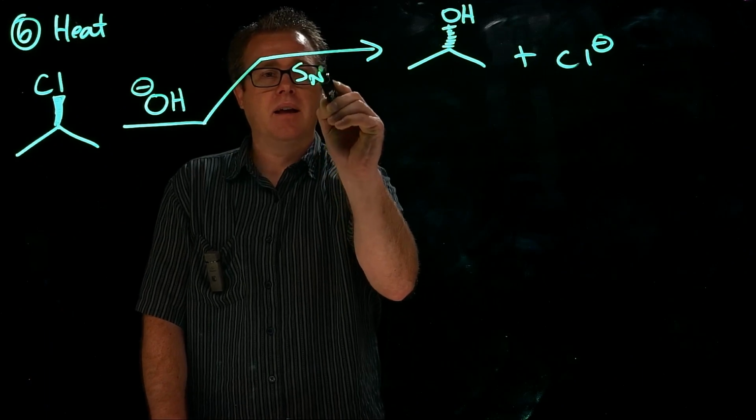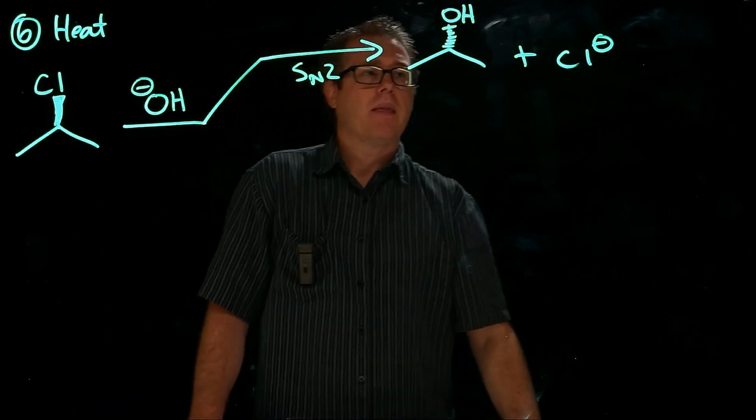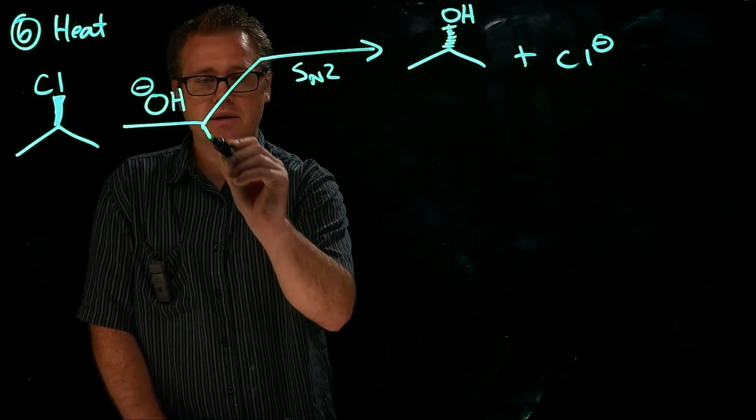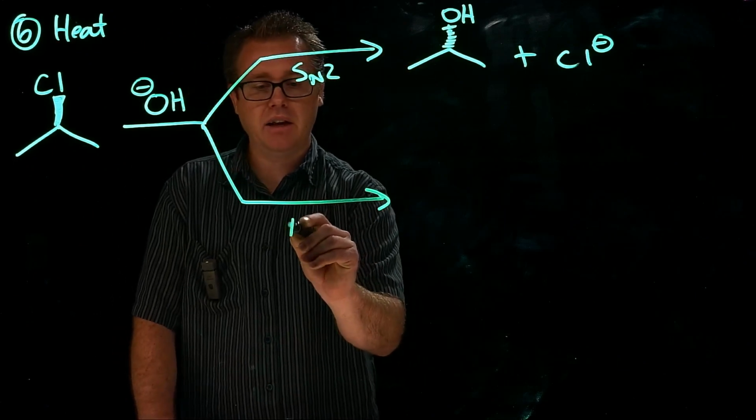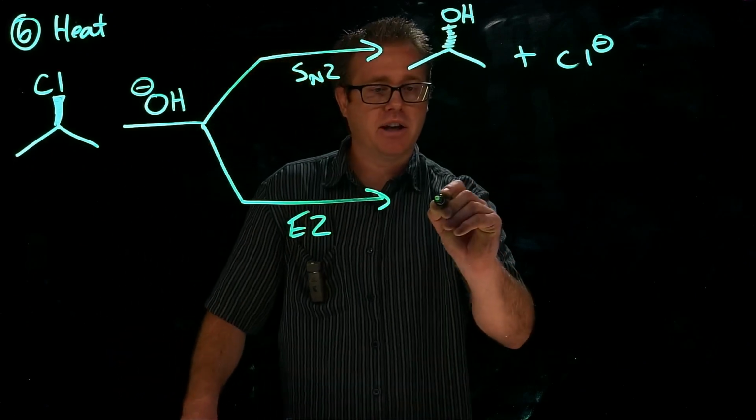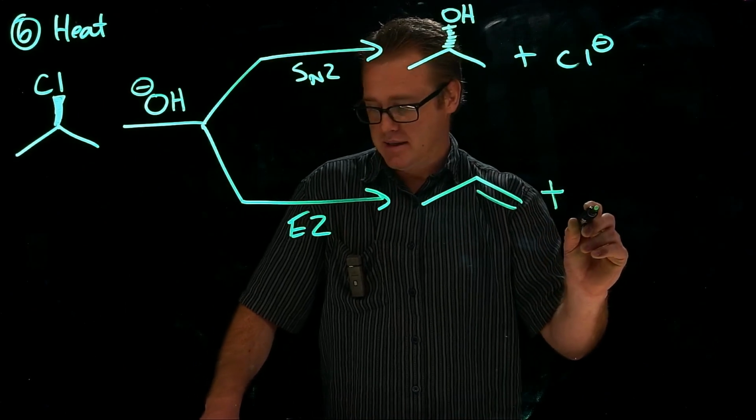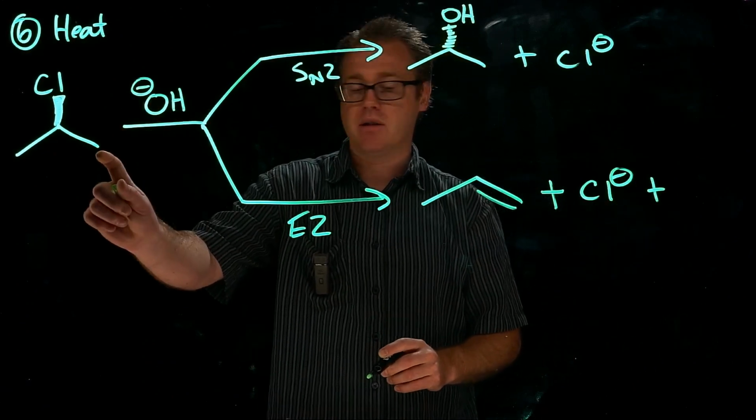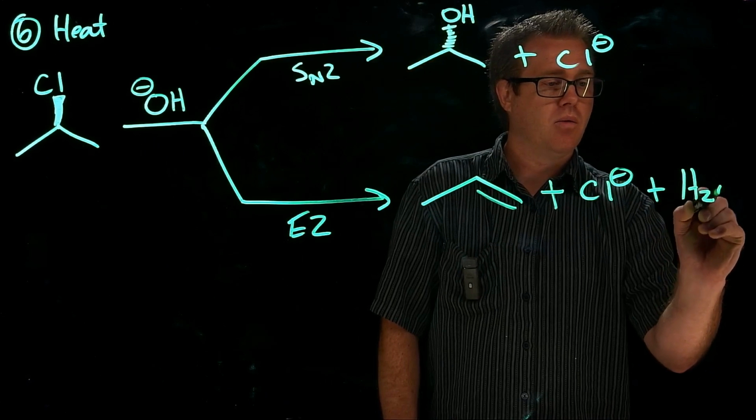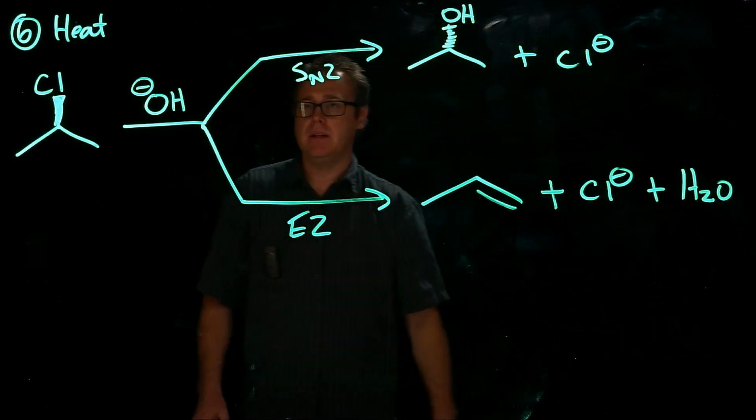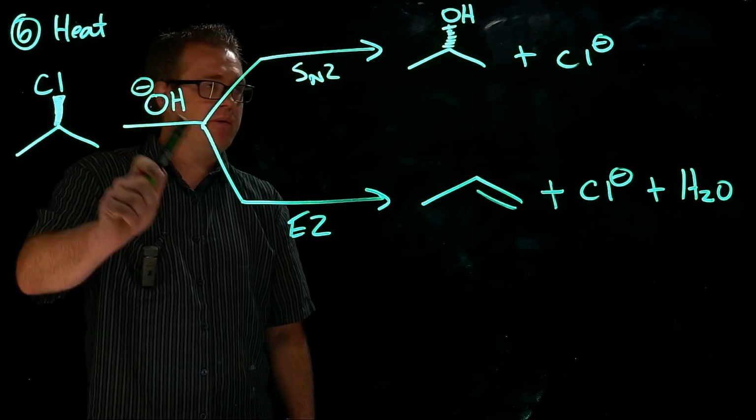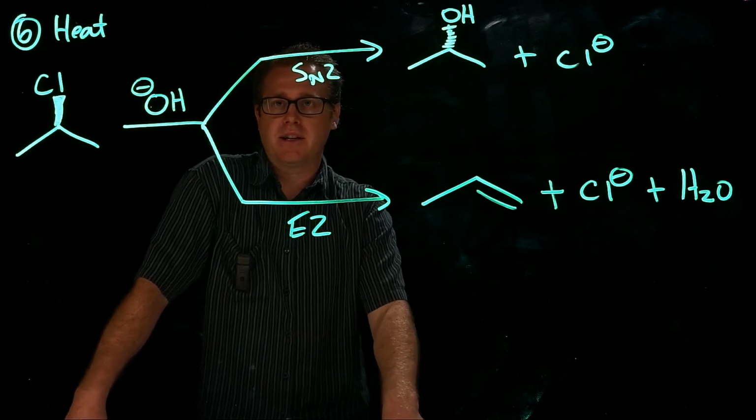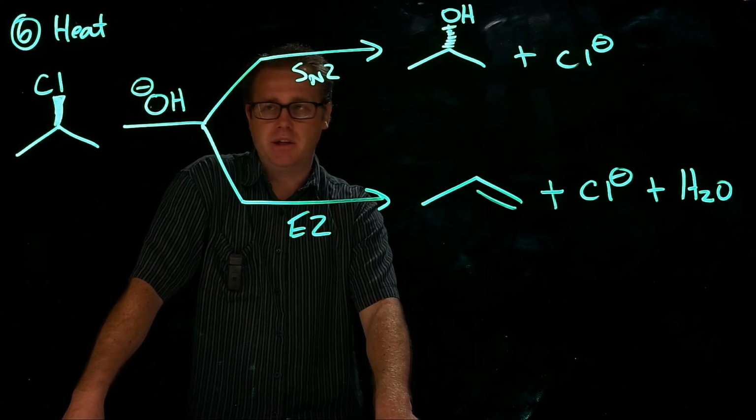Hopefully you can see that is an SN2 mechanism, and so we have a substitution. So SN2 for substitution. But we can also have an E2 mechanism right here, in which we could generate the alkene plus the chloride plus what? The hydroxide abstracted a proton, turning it into water. Now, when we take this species here and treat it with the hydroxide, we're going to have competition here. And that's what this whole lecture is about, trying to figure out what it is going to do.